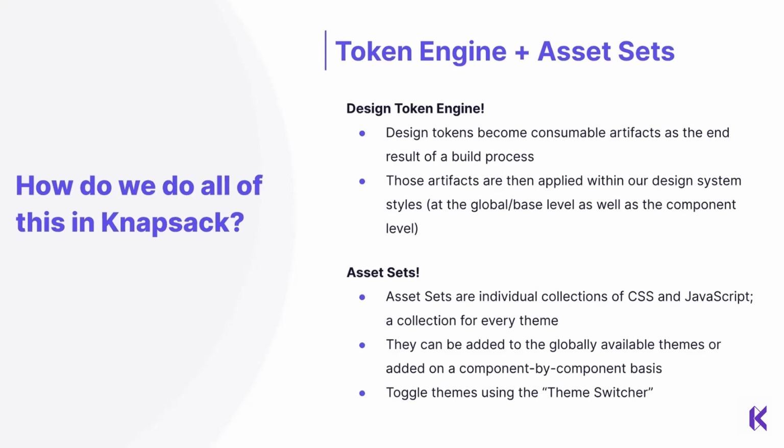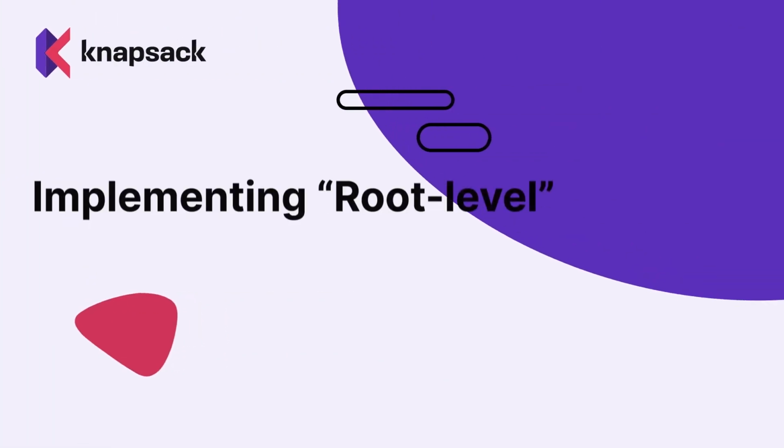Then with the use of asset sets, we've got individual collections of CSS and JavaScript, and then we can assign those to essentially different themes. They can be added to a global available space so that you can have all the themes available for every component, or you can do that on a component basis. It all comes together with the ability to toggle these themes with our theme switcher, which we're going to see in a live demo that's coming up.